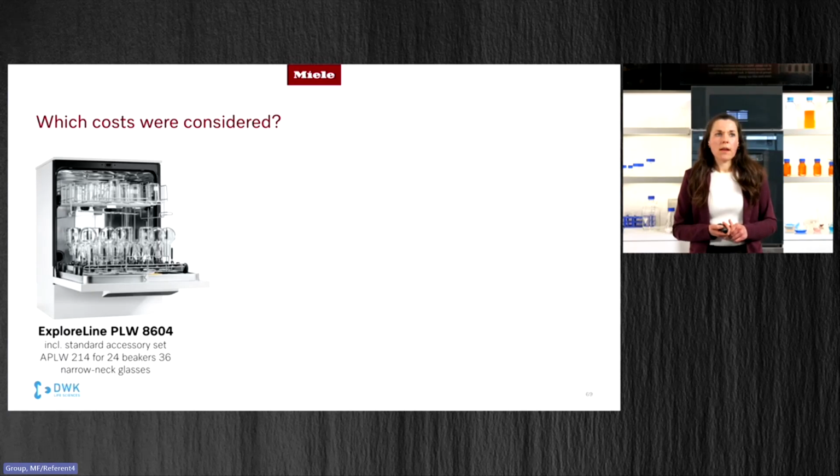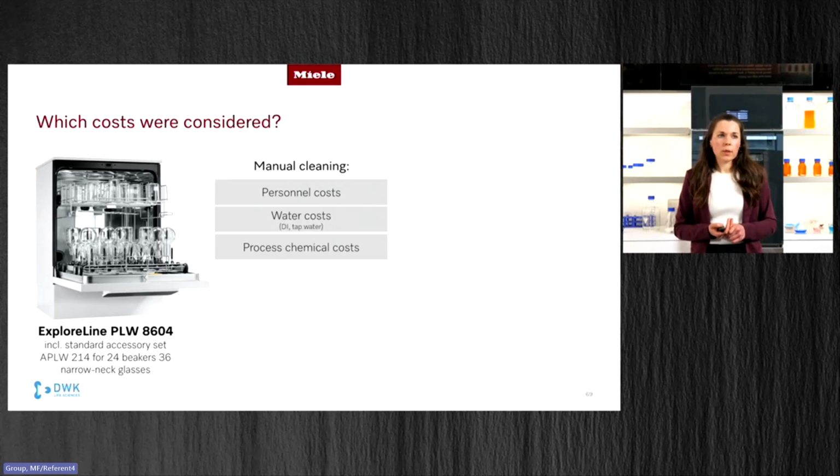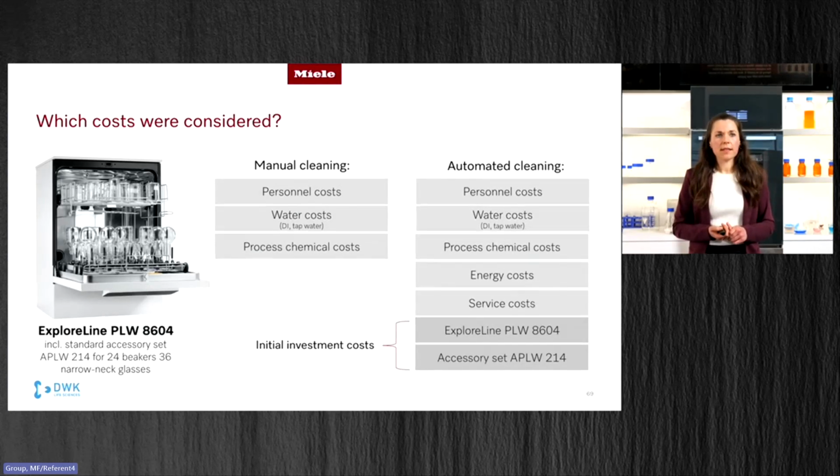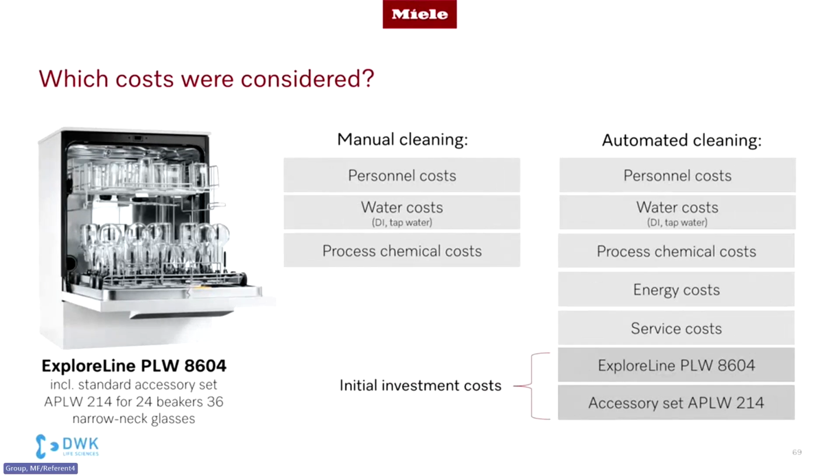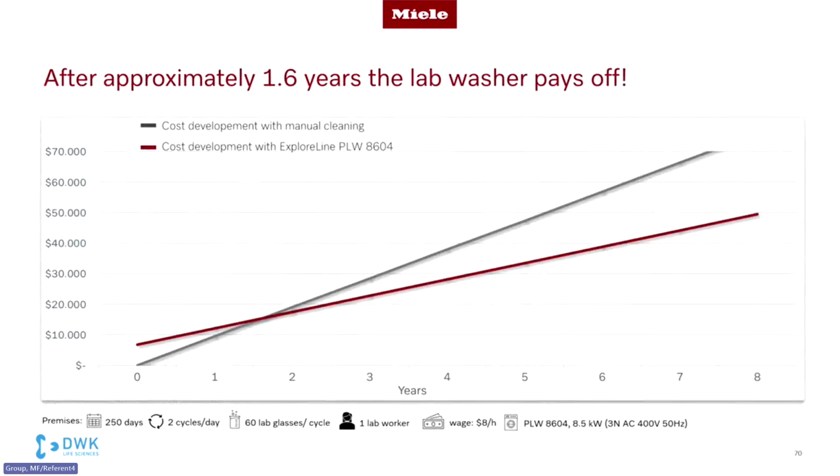W214. To evaluate whether the investment in a lab washer makes sense for this laboratory, we considered personnel costs, water costs, and process chemical costs, and then for automated cleaning, also energy, service, and the initial investment in the machine and accessory. So here's the cost development over 8 years.